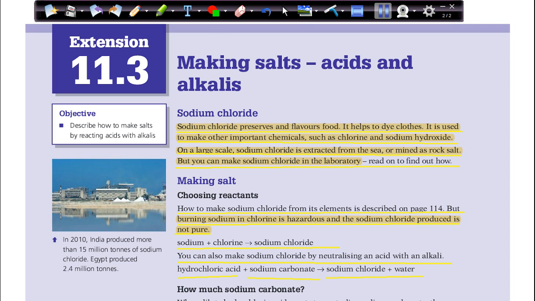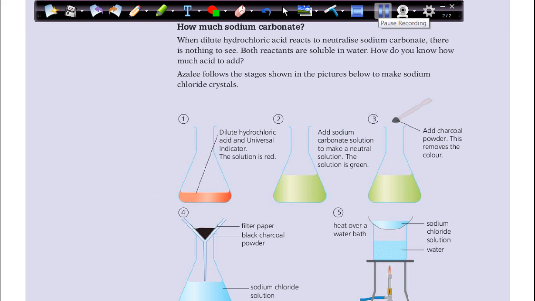So let's see together. How much sodium carbonate? In any experiment we need to know the quantities of the chemicals that we are using for a reaction, not just adding chemicals without knowing the measurement or the quantity. So how much sodium carbonate should we add, or how much sodium carbonate should react with the hydrochloric acid to produce sodium chloride? When dilute hydrochloric acid reacts to neutralize sodium carbonate, there is nothing to see.